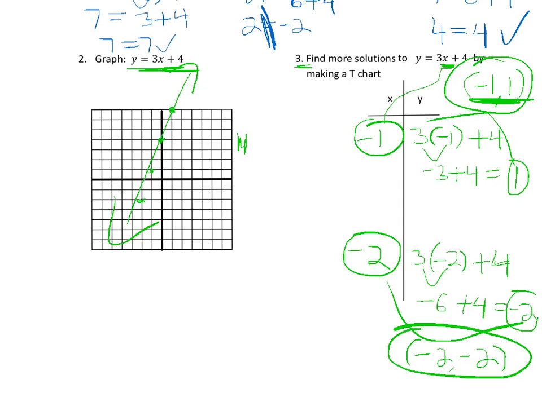So there's patterns to all these. If you ever make an XY chart and you graph it and it does not make a line, like it's kind of all over the place, then that means you made a mistake somewhere, probably with your XY chart.